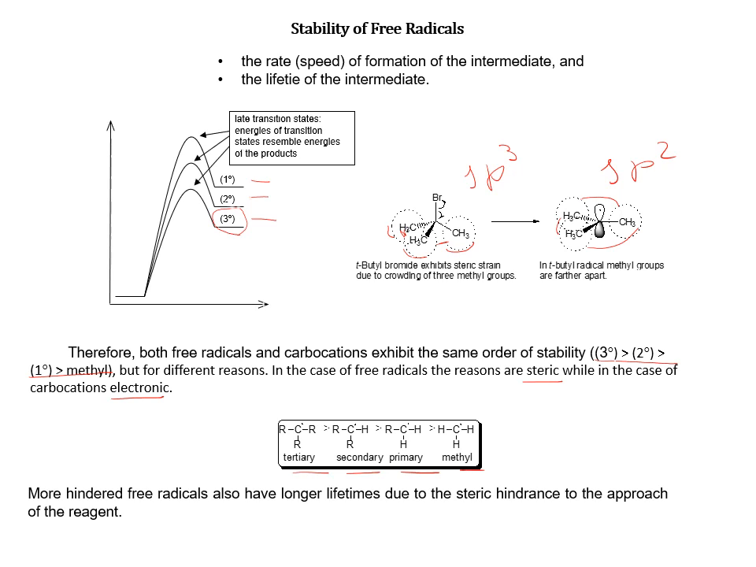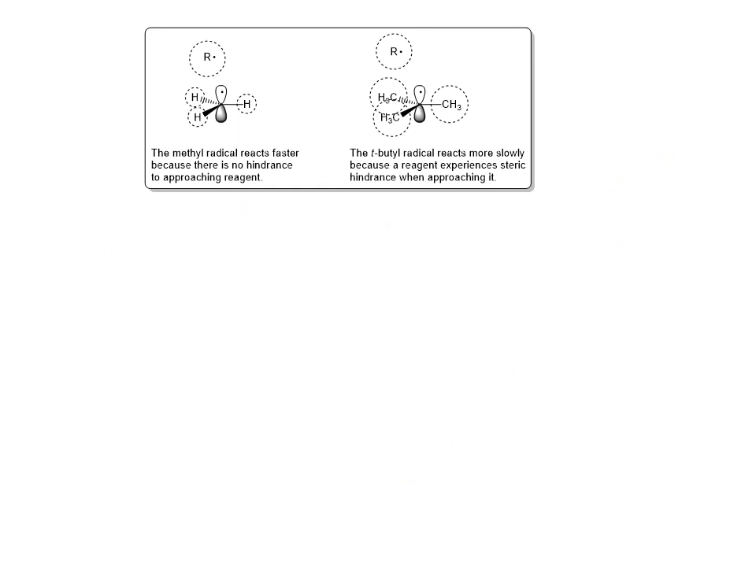And more hindered free radicals also have longer lifetimes, and that's due to steric hindrance of the approach of the reagent. And you can see it here. In the case of a methyl radical, the reagent can easily approach the radical and combine with it to give the product. On the other hand, in the case of a tertiary radical, the reagent will bump into the substituents, so it's going to have difficulty interacting with the free radical. For that reason, more substituted free radicals such as tertiary radicals have longer lifetimes compared to less substituted free radicals, which of course also makes them more stable.